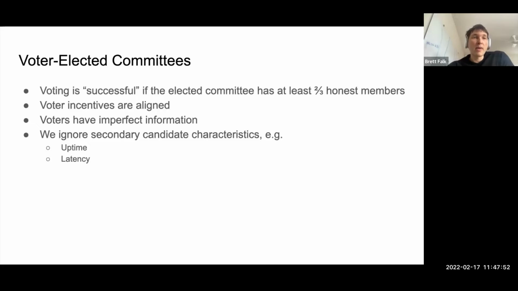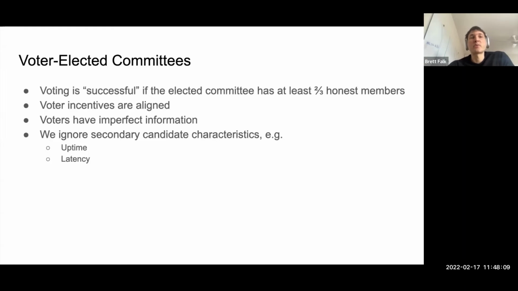And in our model, we assume voter incentives are aligned. Everybody wants to elect an honest committee, but they have very little information, right? When you were voting for block producers on some chain like Cosmos, you have very little information about who's going to be a good block producer or not.